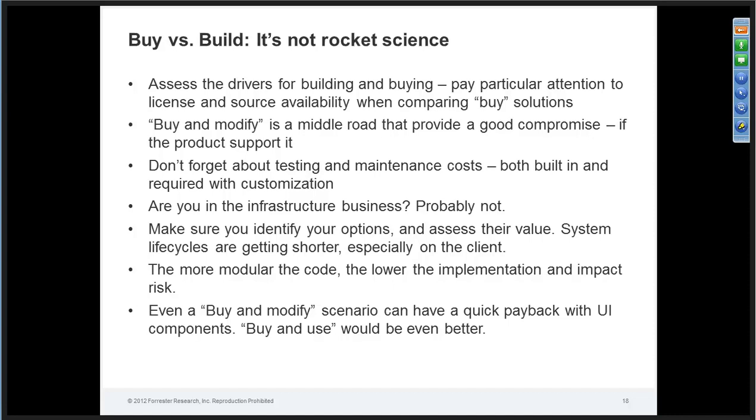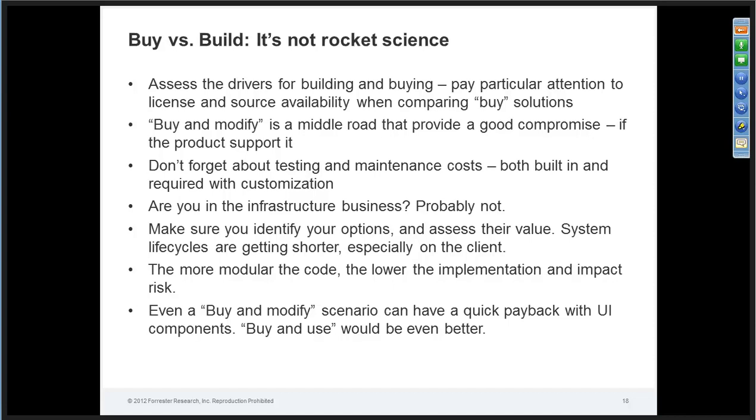You need to make sure that you include the testing and maintenance costs into your analysis, both your own testing and the testing that is required from the control that you're using, because that is testing that if you go custom, you're going to have to replace yourself to tamp down the risks of poor implementations.